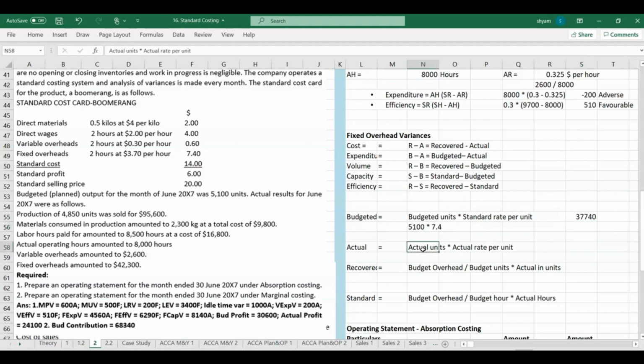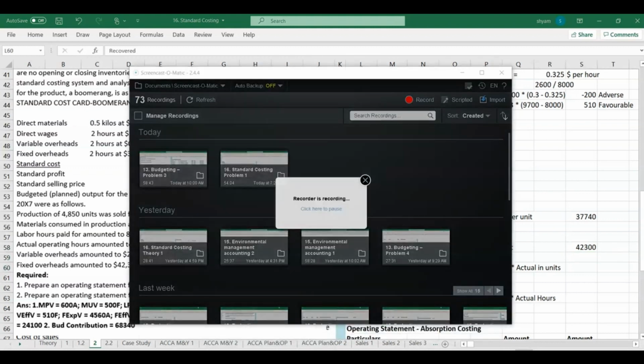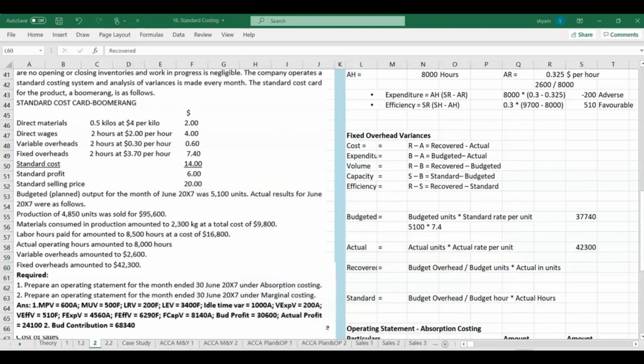The second number is actual. If they have directly given the actual fixed overhead, it's great. They have given it, it comes to 42,300. So we'll just type it directly. The next one is recovered.